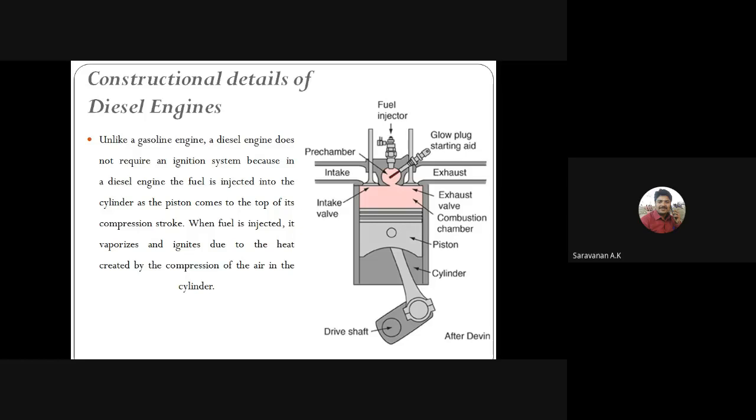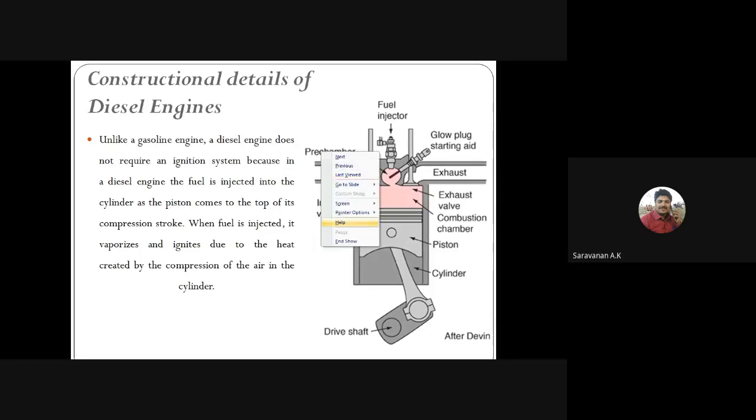So the engine always has a sufficient amount of oxygen to burn the combustible. This is called the fuel injection rate, and we have to accelerate the fuel injection, so that we have to note. In the construction of the diesel engines, most of the parts are similar to the SI engine, that is the petrol engine.